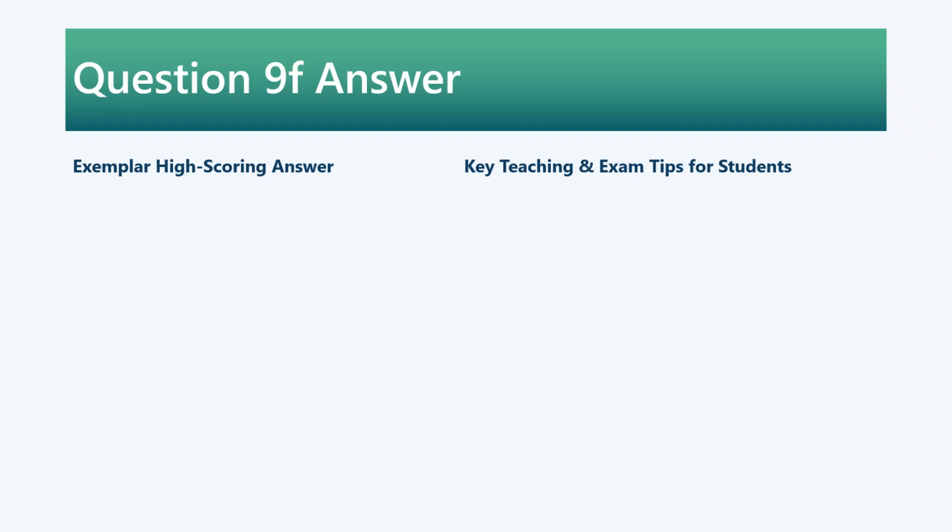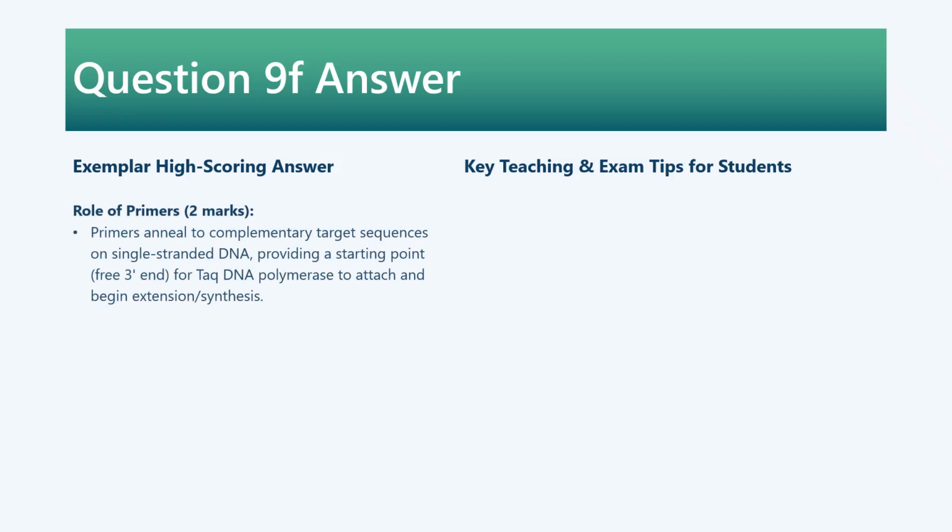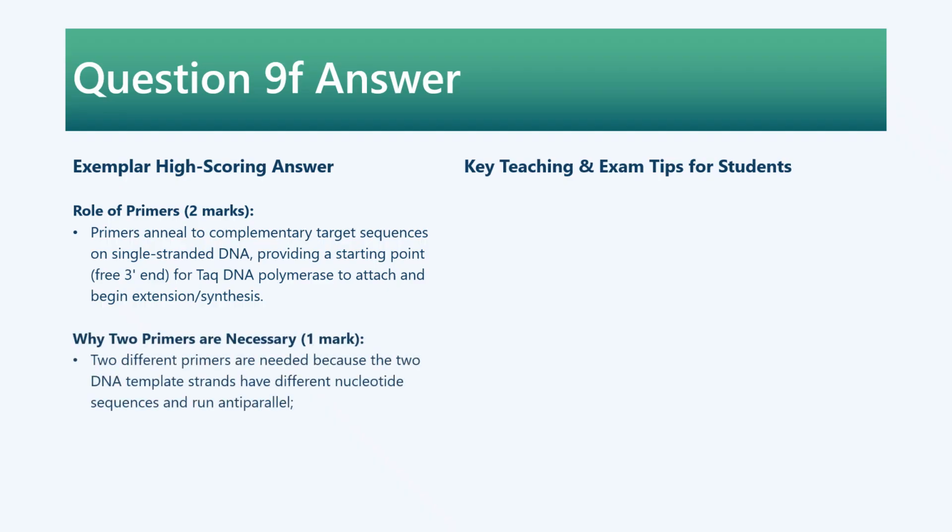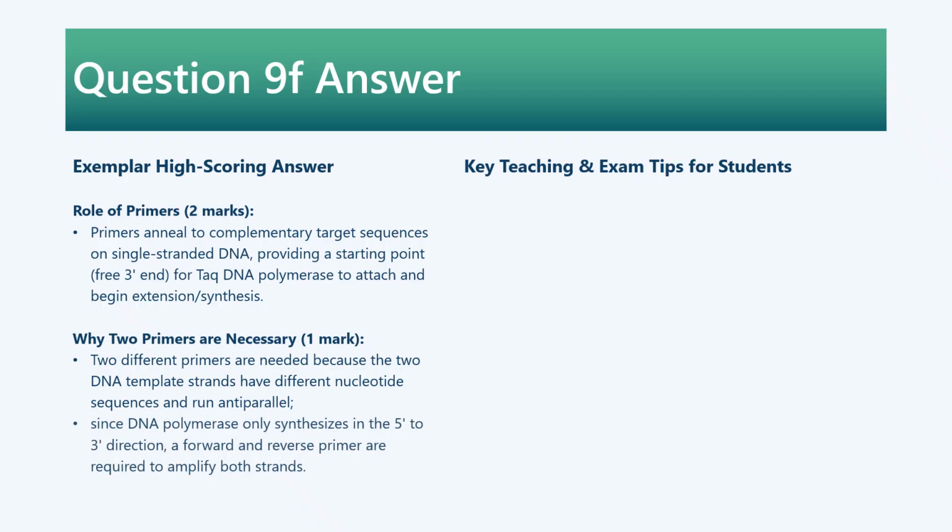Exemplar high-scoring answer. Role of primers, 2 marks: primers anneal to complementary target sequences on single-stranded DNA, providing a starting point, a free 3' end, for Taq DNA polymerase to attach and begin extension synthesis. Why 2 primers are necessary, 1 mark: 2 different primers are needed because the 2 DNA template strands have different nucleotide sequences and run antiparallel. Since DNA polymerase only synthesizes in the 5' to 3' direction, a forward and reverse primer are required to amplify both strands.